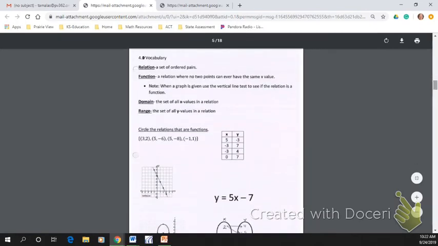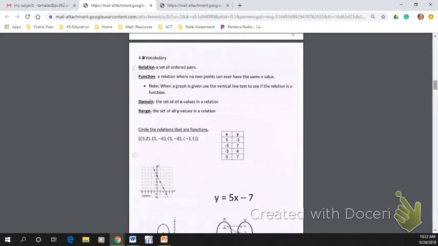Okay, so 4.0 vocabulary. This is all review from Algebra 2 and Algebra 1. A relation. What is a relation? A set of ordered pairs. Okay, what's that mean? It's like that thing right there. So these things down here are all sets of ordered pairs. Right down here, see how it says circle the relations? That means these are all relations, sets of ordered pairs.